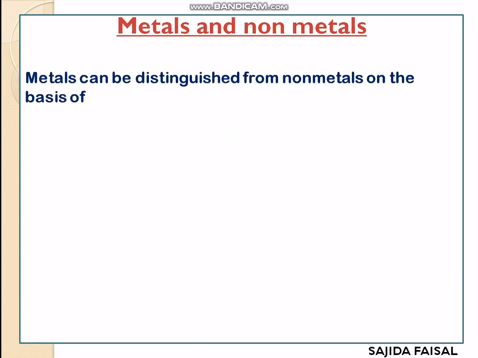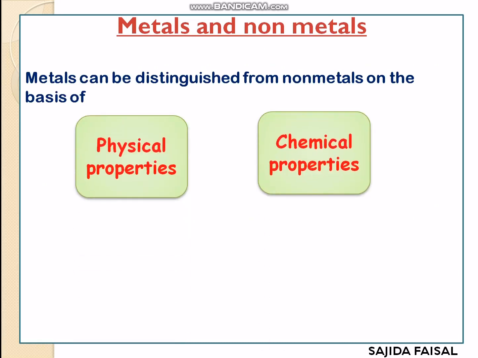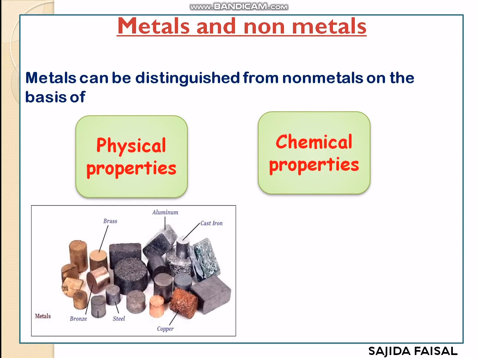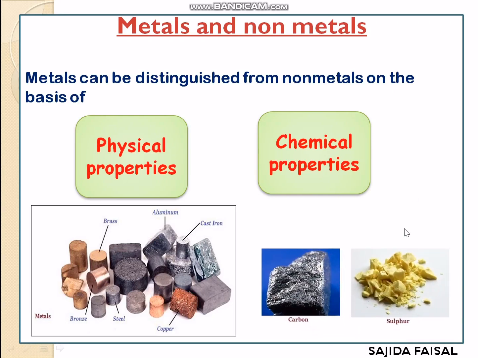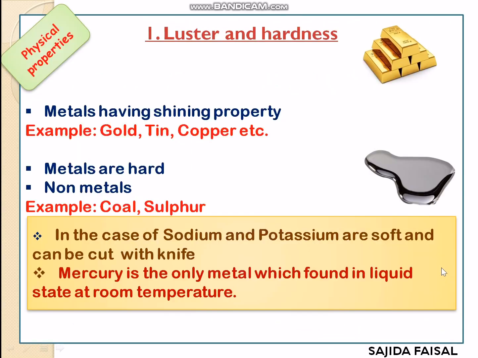Then first, metals and non-metals. Metals can be distinguished from non-metals on the basis of physical and chemical properties. We can see that so many metals are here: bronze, steel, copper, aluminum, gold. These all are metals. But carbon and sulfur are non-metals. First we are going to learn about the physical properties of metals and non-metals, mainly how we can classify metals compared to non-metals.